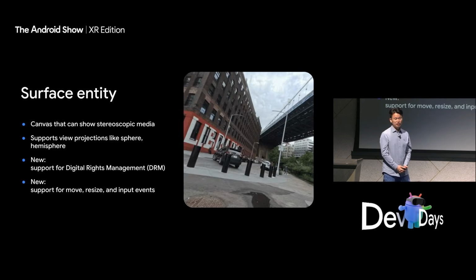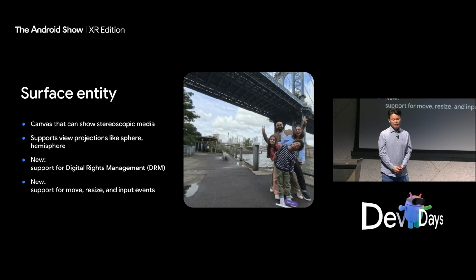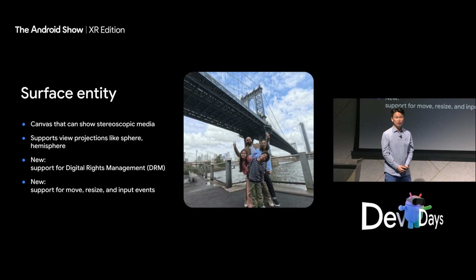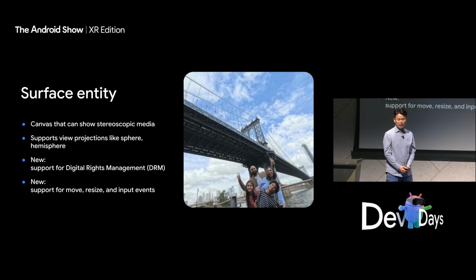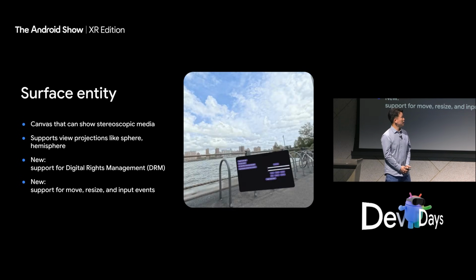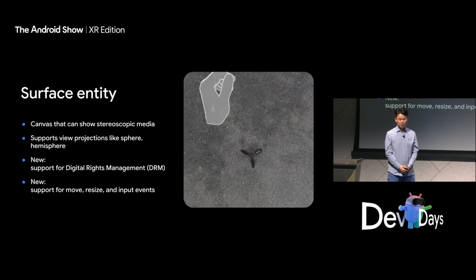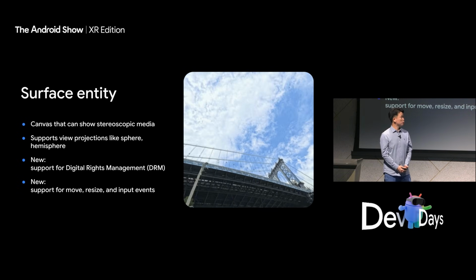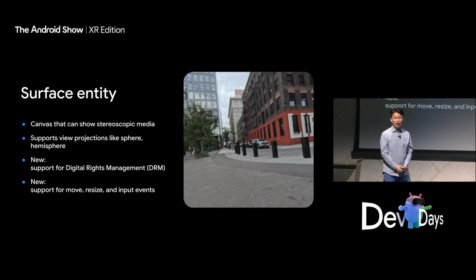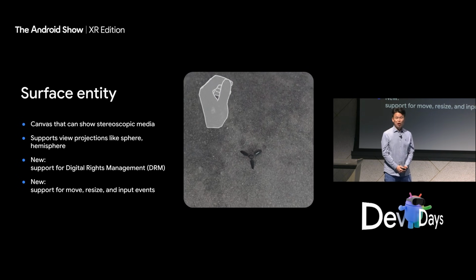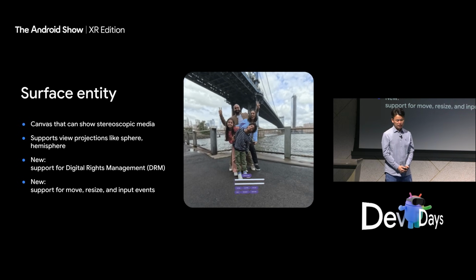Surface Entity has had some updates too. Surface Entity is a canvas that can show different images to the left and right viewpoints. This canvas can optionally be warped into shapes like spheres and hemispheres. We've added support for displaying protected media through DRM. Also, move and resize events will now work on surface entities.